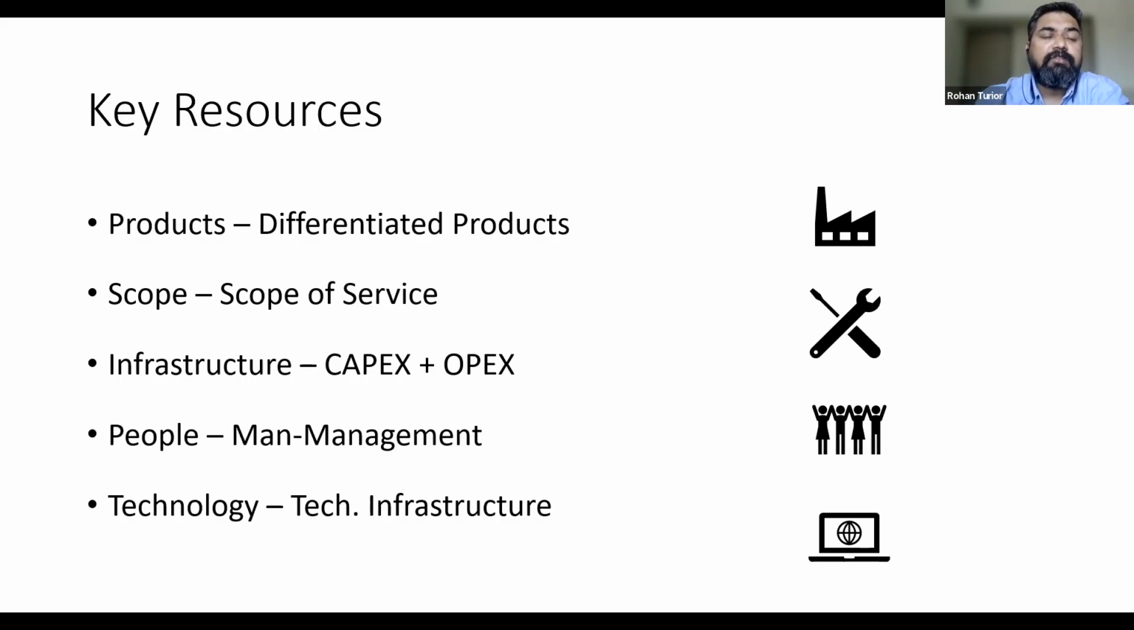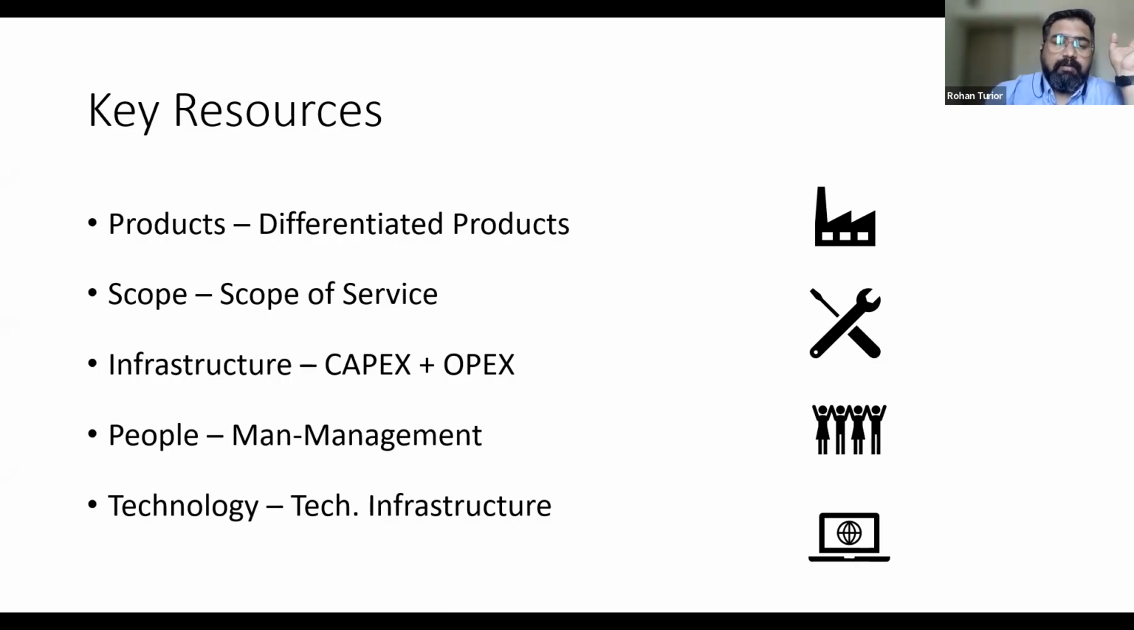Next is the scope: what is the scope of service? When you talk about key resources, you talk about the infra you need to provide the services or the product you want to show to the customer. One of the major key resources is people, the man management. No organization exists without people. Another major key resource is technology, the tech infrastructure of the organization. So what tech infra is needed at this point in time? Basically, when you talk about key resources, you are also talking about the amount of investment you need to put in so that the business runs.